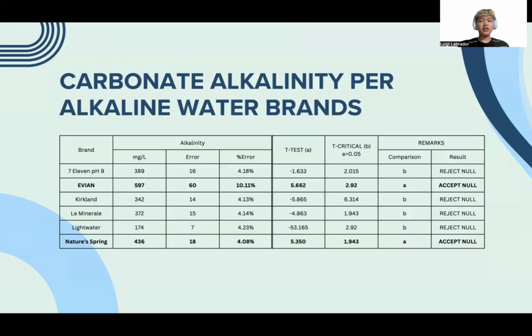Now, with that being said, our compliant brands were 7-Eleven pH 9, the Kirkland water, Lay Mineral water, and lastly, the Light Water, which displayed the lowest carbonate alkalinity at 174 milligram per liter. So for our Evian and Nature Spring, we accept the null hypothesis of them having a carbonate alkalinity of greater than 400 ppm, while for the 7-Eleven pH 9, Kirkland, Lay Mineral, and Light Water, we reject the null and accept the alternative hypothesis of them having less than 400 ppm of carbonate alkalinity.